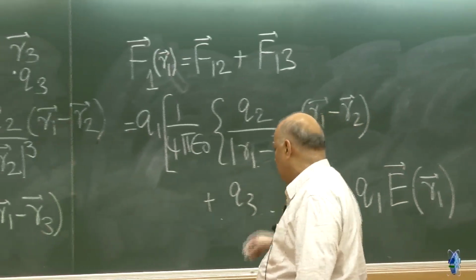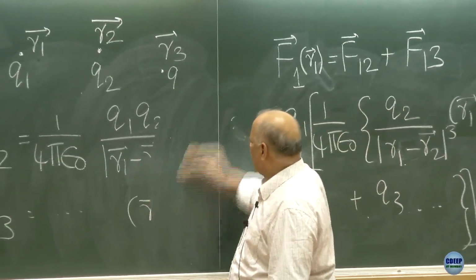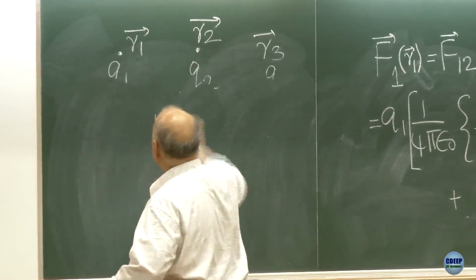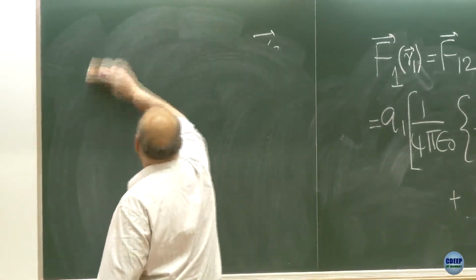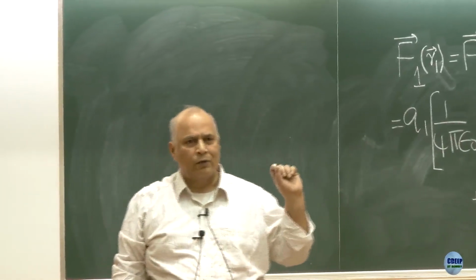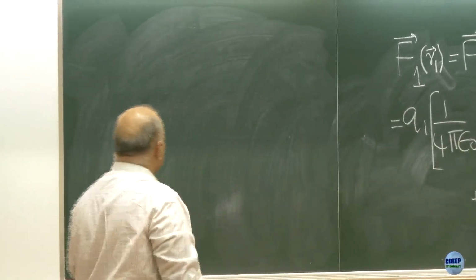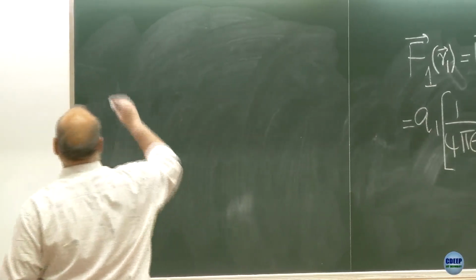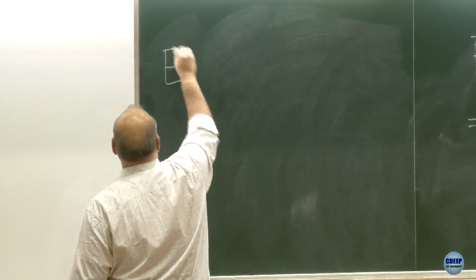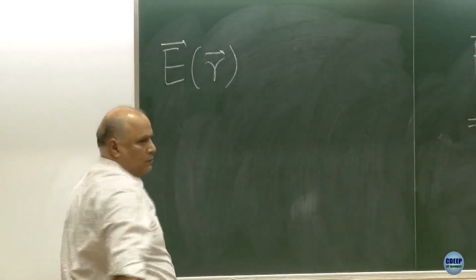So this leads to the following notation. The concept is very simple, but you have to pay attention to the notation, and if you don't, you will end up in all kinds of troubles. So in calculating electric field, we talk about electric field at point R.